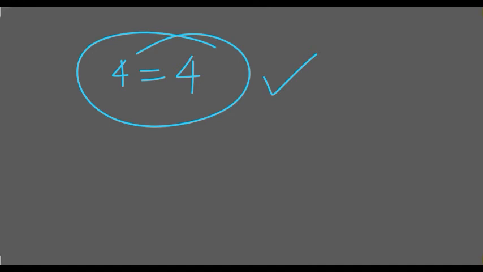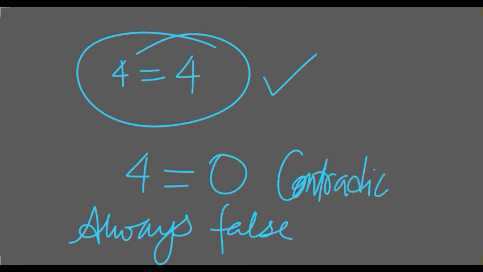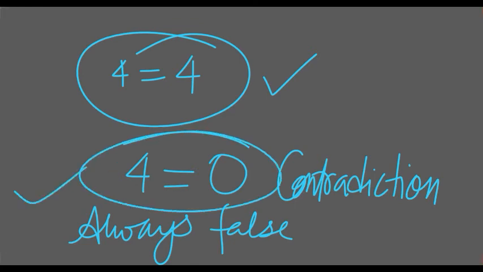Be careful with that, so don't get confused in that part. And if you are going to get an absurd result, something like 4 equal to 0, now this is always false, right? Or you can say this is a contradiction also, right? So whatever you say, always false or contradiction, if you get a contradictory result like this, then you can say that the pair of linear equations has no solution, that is, they are parallel to each other.